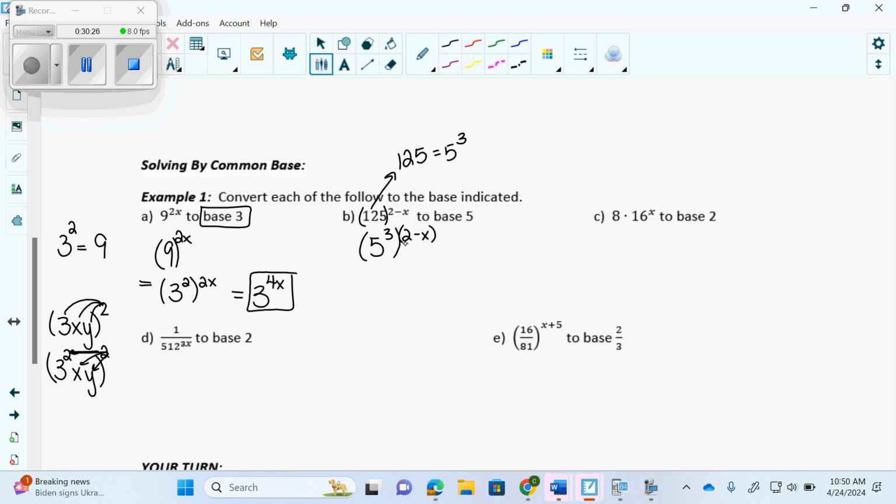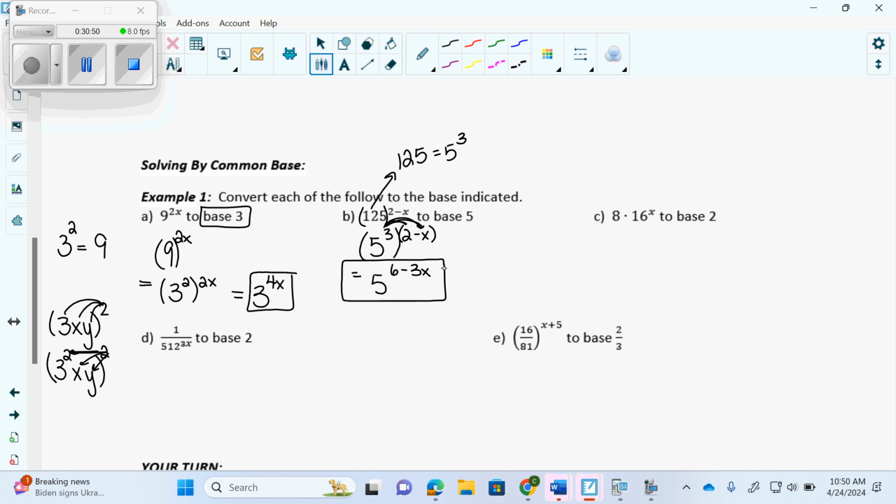Okay? 1 base, 2 exponents. What do I do with the exponents when I have 1 base, 2 exponents? Multiply. So I'm just going to have to distribute. Boom, boom. So I'm going to get 5 to the 3 times 2, which is 6, and 3 times negative x, which is minus 3x. Done. Okay.